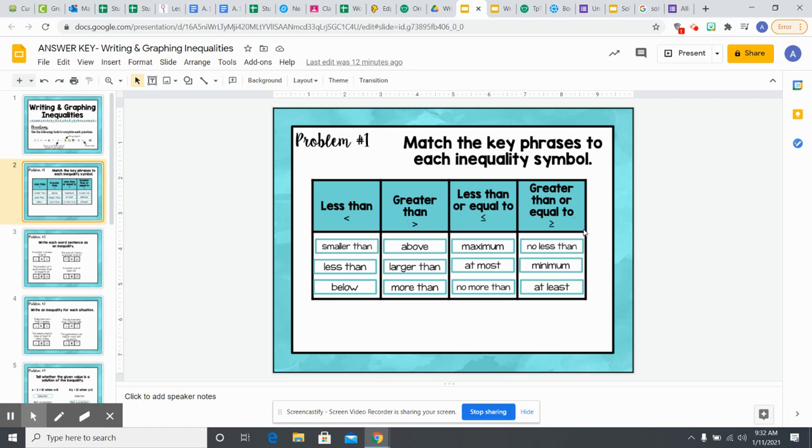Same thing with greater than or equal to. If I had x is greater than or equal to 14, then it can be 14 or more. So it's got to be anything 14 or more. It can't be anything less. So at the least, it can be 14. At minimum, it can be 14. It can't be less than 14. It has to be 14 or above. That's what that means. So in the greater than or equal to, you've got no less than, minimum, and at least.